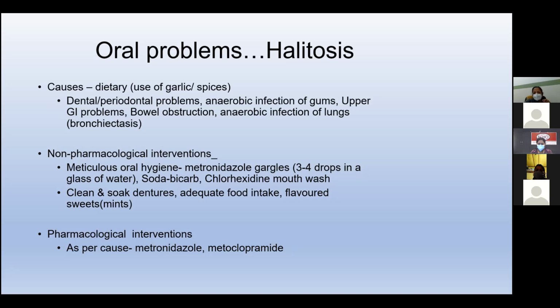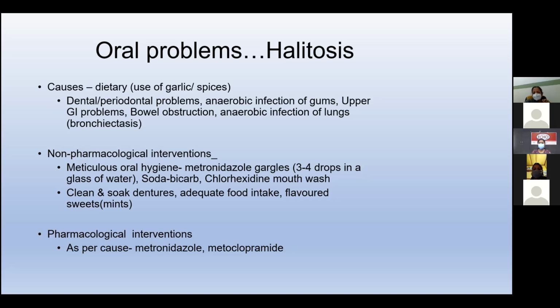If we talk about non-pharmacological interventions, then good oral hygiene is one. For bad odor, we also advise metronidazole gargles. You may wonder, and some of you might have come across it also. You get the metronidazole pint, from that you can take 3 to 4 drops and put it in a glass of water. It is very bitter in taste, and then ask the patient to gargle. It works wonders, and the bad smell will go.